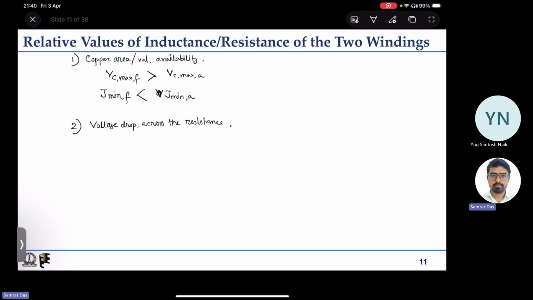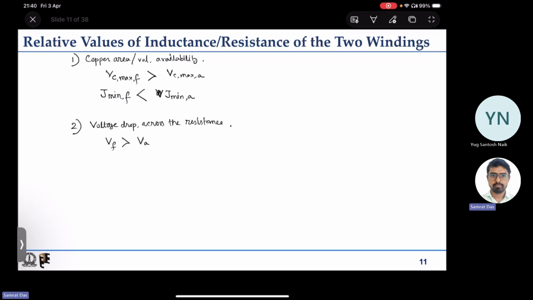So the effective voltage across the resistance of the winding for the field winding is very high compared to the voltage across the resistance of the armature winding. So you have these two conditions.